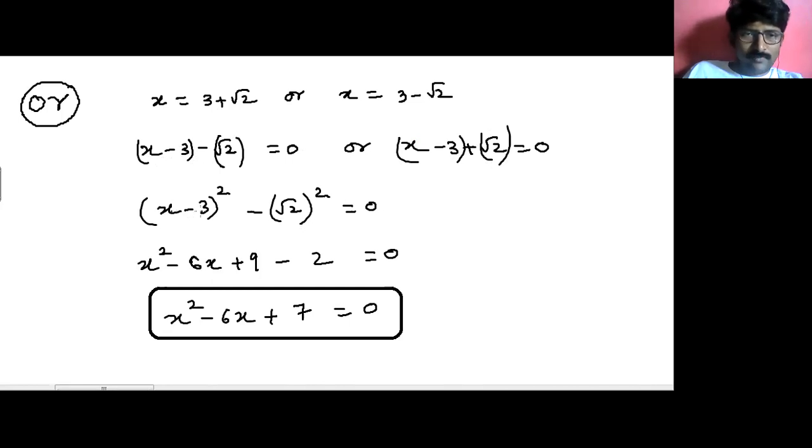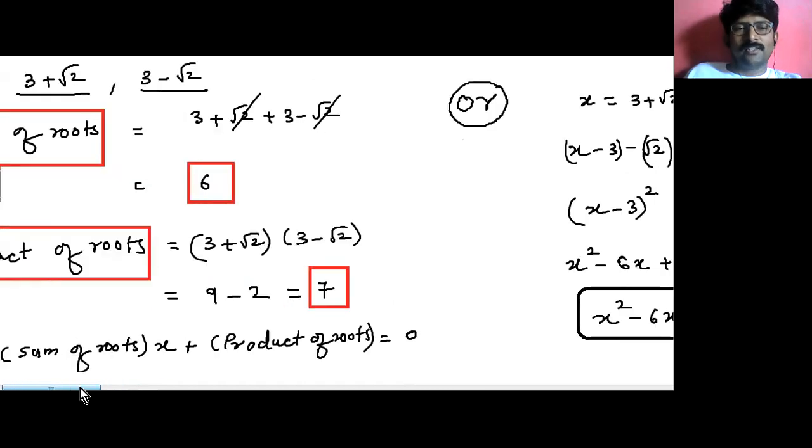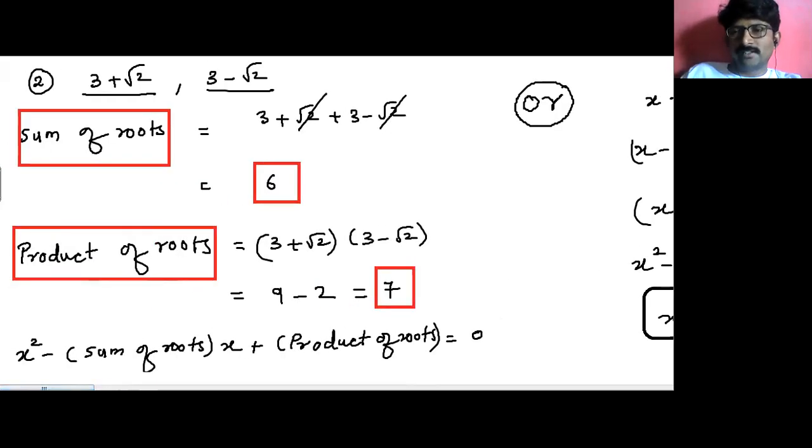Now (x minus 3) the whole square will become x square minus 6x plus 9, minus root 2 square will become 2, which equals 0. Now, these will turn out as x squared minus 6x plus 7 is equal to 0. So, you do it by either this method or by that formula method, the quadratic equation remains the same.